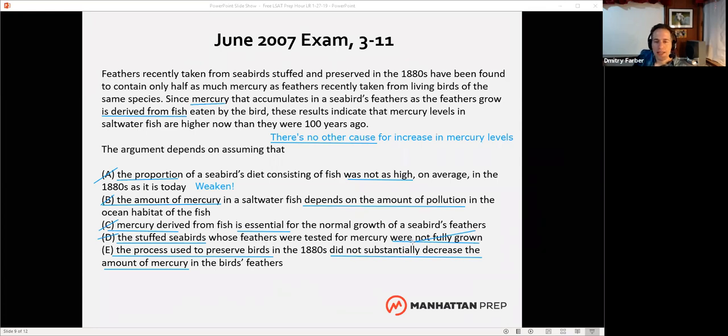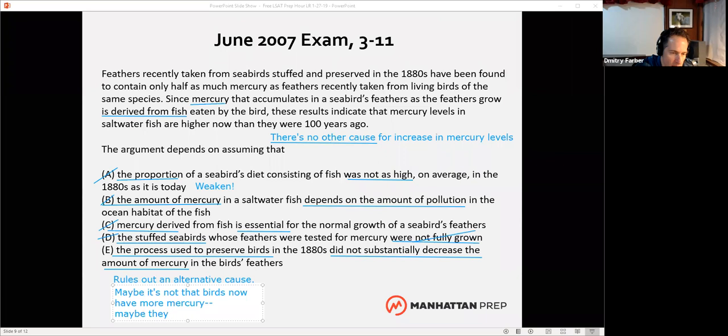Whereas notice what E does is it rules out another possibility, right? So it rules out an alternative cause, which is a really common thing to do on causal arguments. It's basically saying, maybe it's not that birds now have more mercury. Maybe the old birds have just lost mercury in preservation.